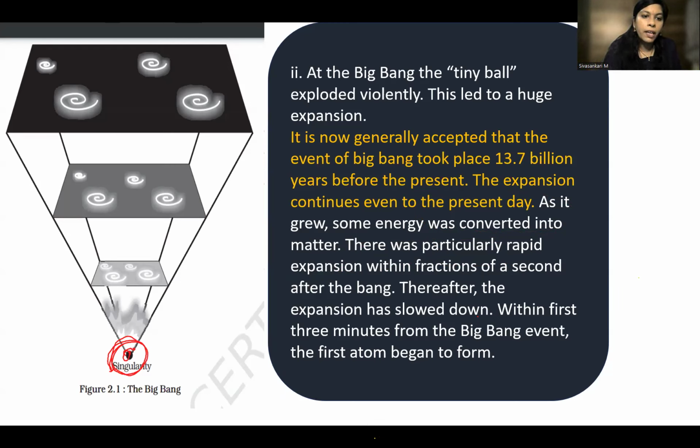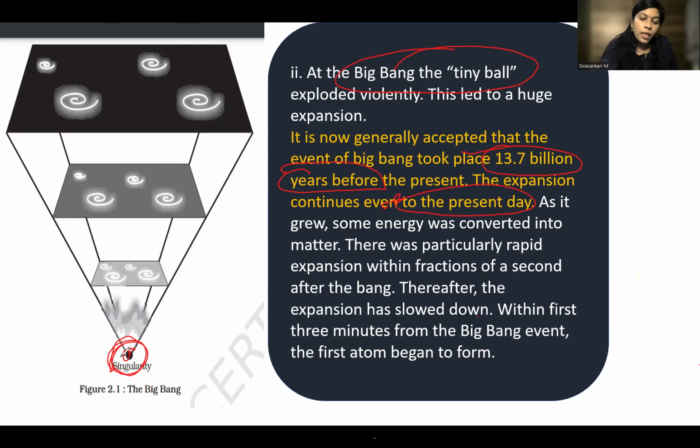This led to the huge expansion, what you're seeing now. The explosion of this single atom took place around 13.7 billion years ago. This expansion is still taking place. That blast happened 13.7 billion years ago, but because of that blast, the universe is expanding. It keeps on happening, even till the present day.